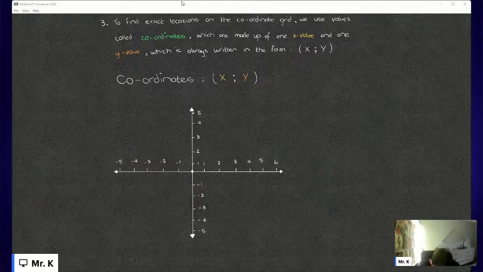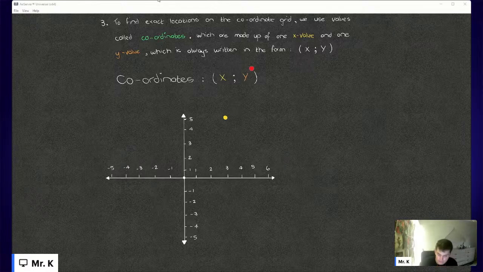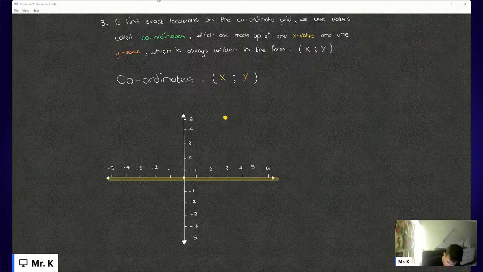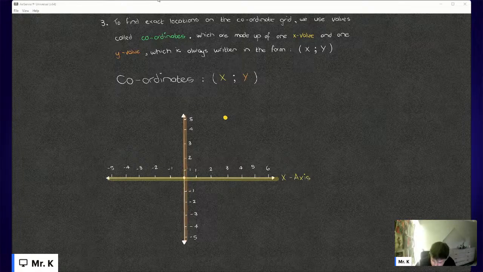Let's say, for example, I put a yellow dot right over here. There's my first yellow dot. How do I explain to somebody where I am on this grid using coordinates? Well, I already know that I need to find an x value and a y value. So let's find our x value first. Remember, our x value is always found on the x-axis. That's this horizontal line over here, right? When we want a y value, where should we look? We want to look at the y-axis, which is the vertical line running up and down. Okay, this is our y-axis.